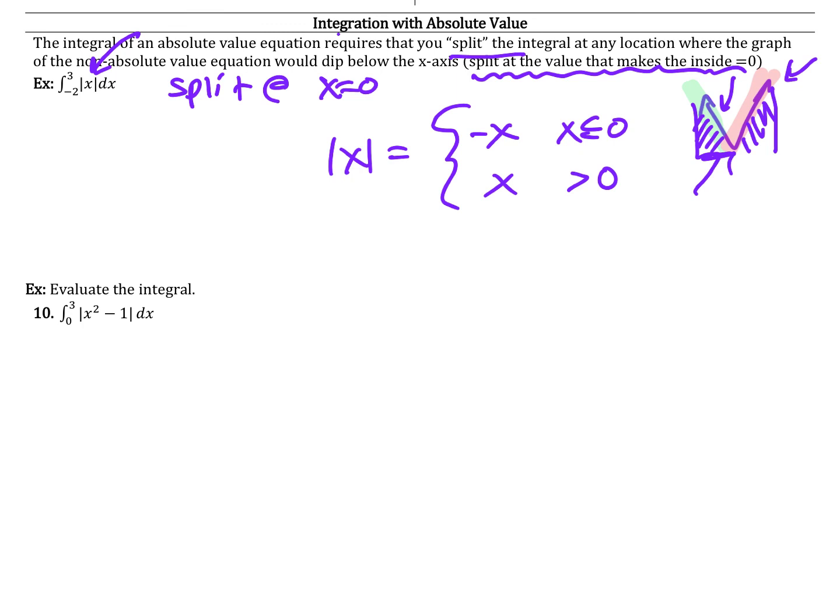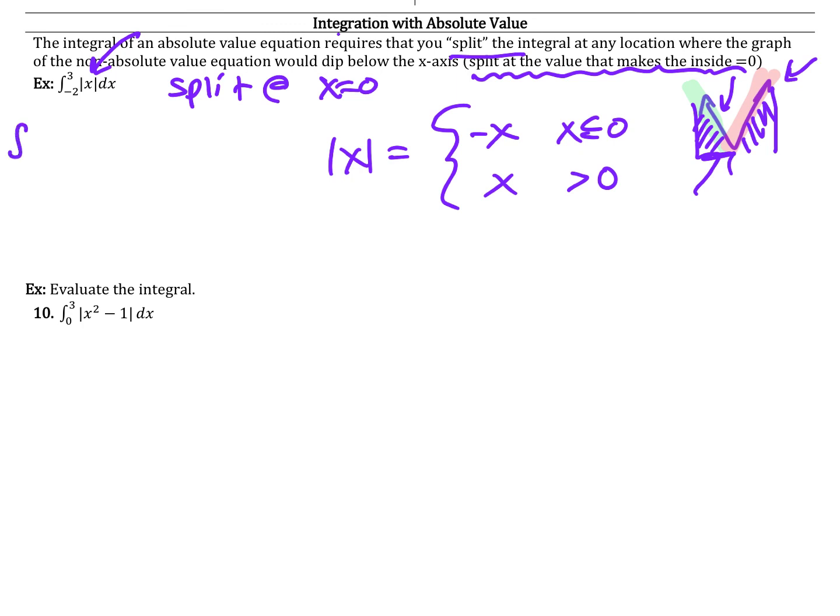And if you have forgotten a little bit of this piecewise absolute value relationship, go check out the chapter 1 videos and find the absolute value video. I think that'll help a lot. So what I'm going to do is take this integral from -2 to 3, and I'm going to split it at 0.